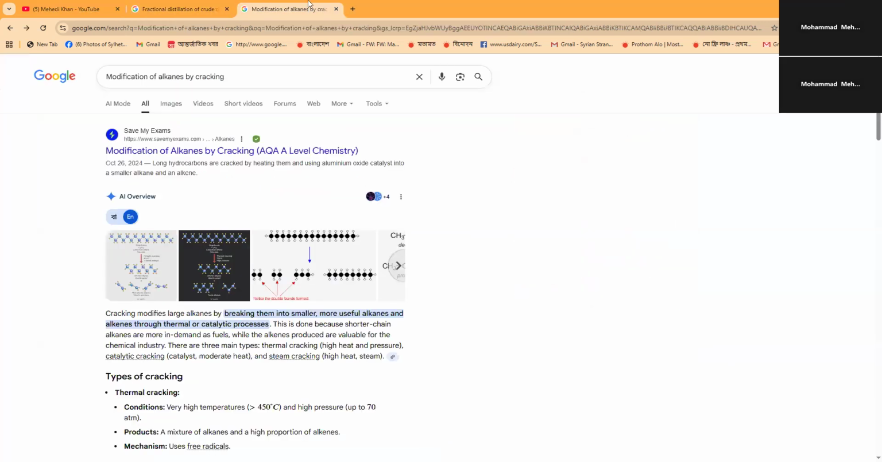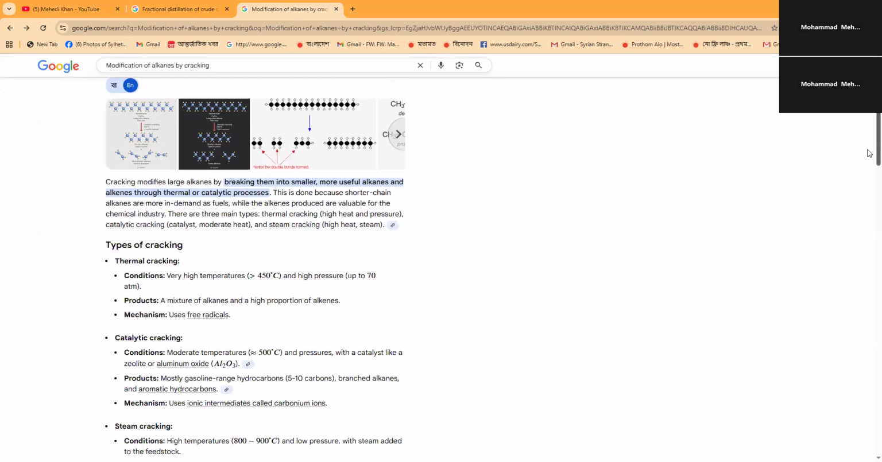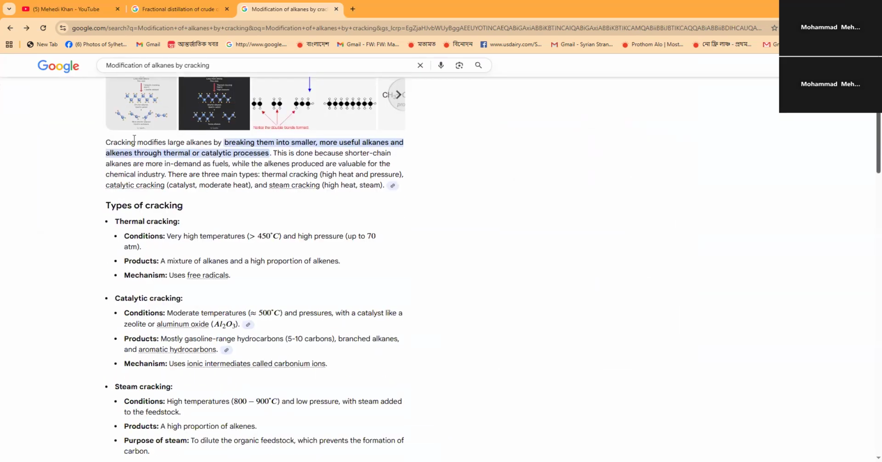So now we'll go to another chapter known as modification of alkane by cracking. Crack means breakdown. So you can see in some cases, when the number of carbon is lower, their demand is very high. So cracking modifies large alkanes by breaking them into smaller, more useful alkanes and alkenes through thermal or catalytic process. This is done because shorter chain alkanes are more in demand as fuels, while the alkenes produced are valuable for the chemical industry.